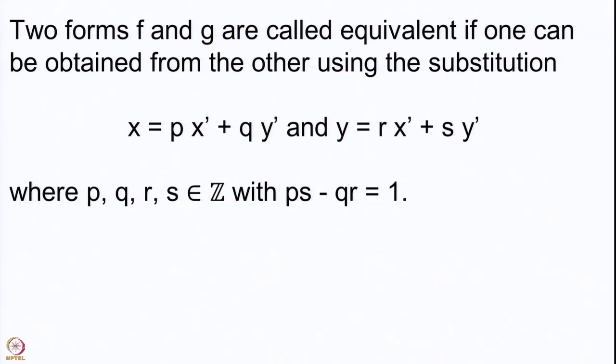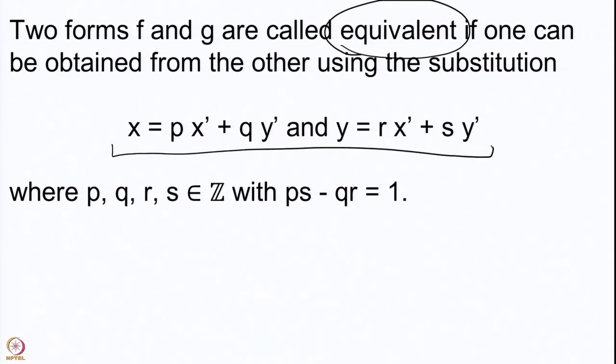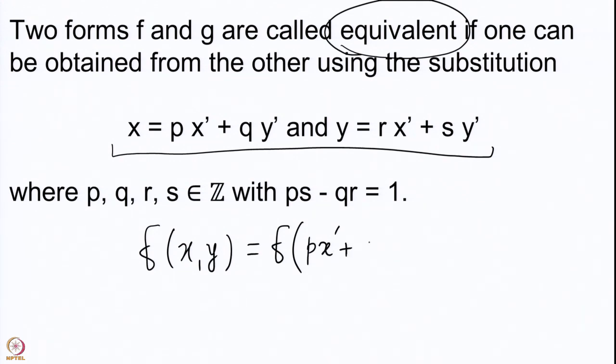So, this is a relation that we would like to define between the integral binary quadratic forms, and we have already defined this relation towards the end of our last lecture. Let me quickly recall that for you. We say that two forms, of course, we mean the binary integral quadratic forms, are called equivalent if you can obtain one of them from the other using this substitution. So, you have your form f(x, y) and here you substitute the values. Instead of x, you will have p x prime plus q y prime, and instead of y, you will write r x prime plus s y prime.